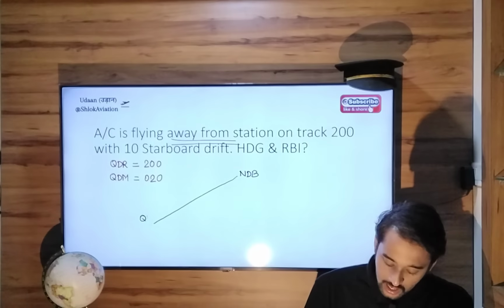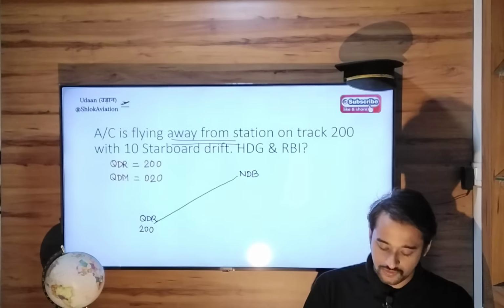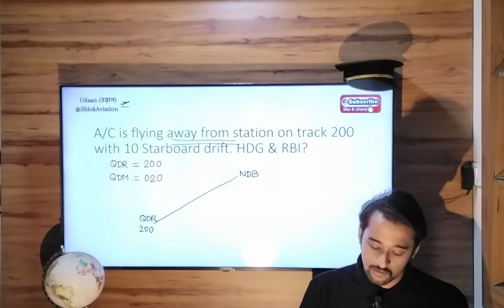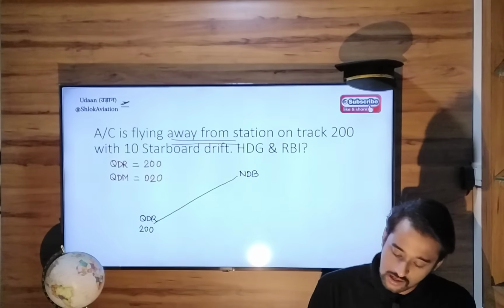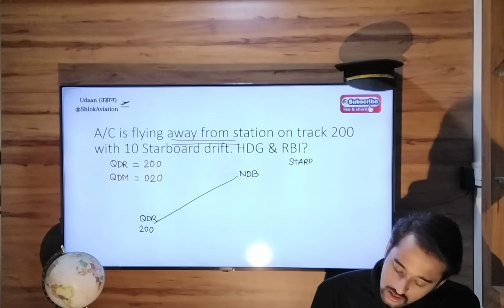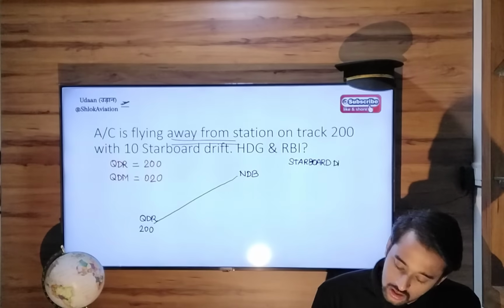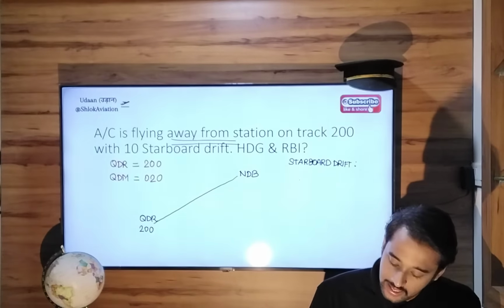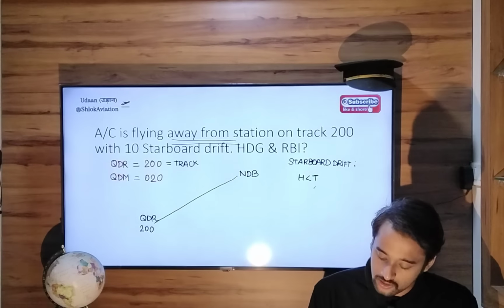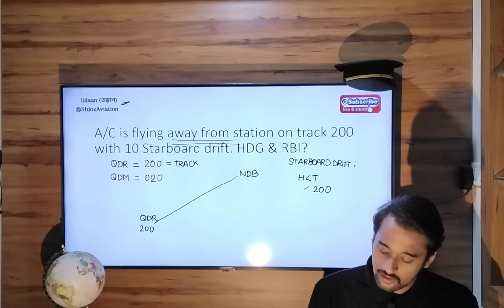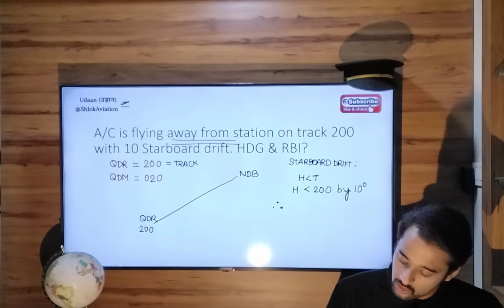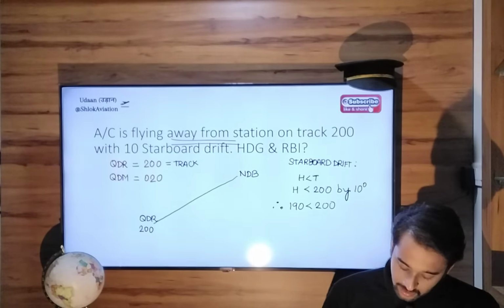So QDR 200. Okay, you are tracking away from that with a 10 degrees starboard drift. So starboard drift means heading less than track. So now your track away from the station is 200. Now heading will be less than 200 by what amount? By drift amount. What is drift? It is 10 degrees. Therefore heading will be 190.